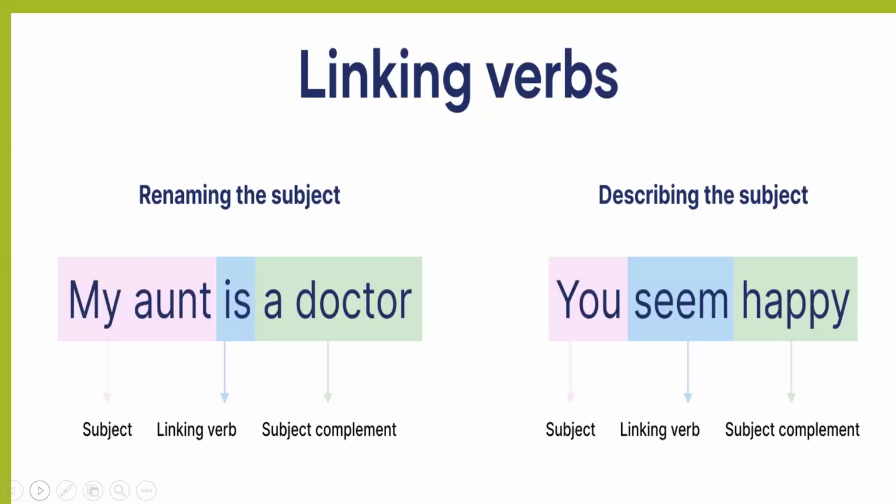Linking verbs: my aunt is a doctor, you seem happy. In my aunt is a doctor, is is a linking verb, my aunt is the subject, and a doctor is the subject complement. Second example, you seem happy. You is the subject, seem is the linking verb, and happy is the subject complement, describing the subject. In the first example, my aunt is a doctor, the complement renames the subject. So these are the linking verbs.